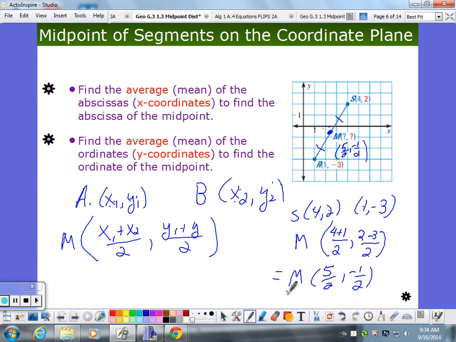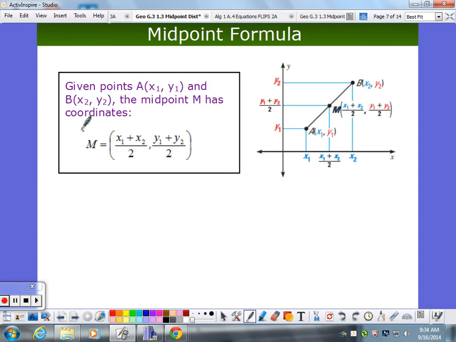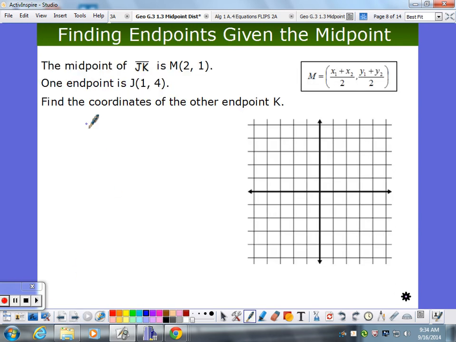That's the midpoint. Average the x's, average the y's, we found the midpoint of a segment on the coordinate plane. And that's it, that's the formula. And again, it looks hard. Looks hard, right? This picture's horrible. Average the x's, average the y's. You have a midpoint. So let's see, finding endpoints, getting the midpoint.